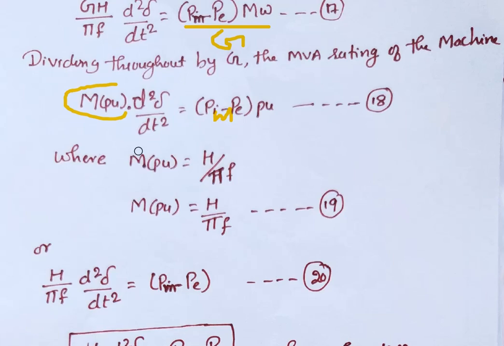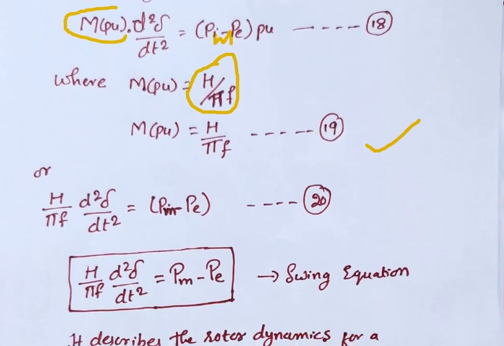Here also. Now what is M per unit? M per unit is nothing but H by pi f. This is equation number 19. Or this can be written as H by pi f times d square delta by dt square equals Pm minus Pe. So H by pi f d square delta by dt square equals Pm minus Pe: this is my swing equation.